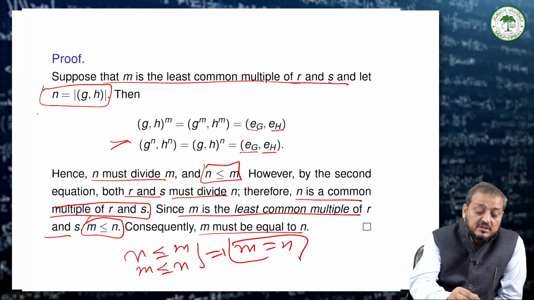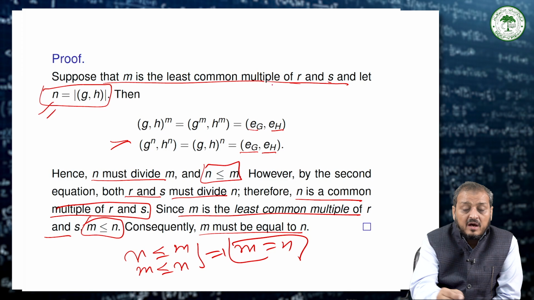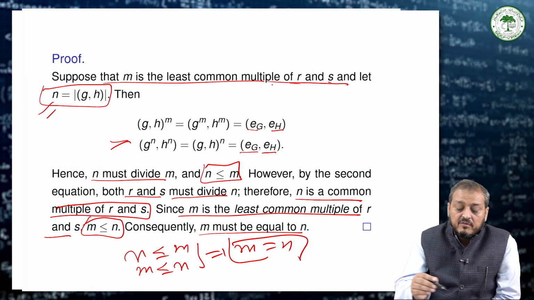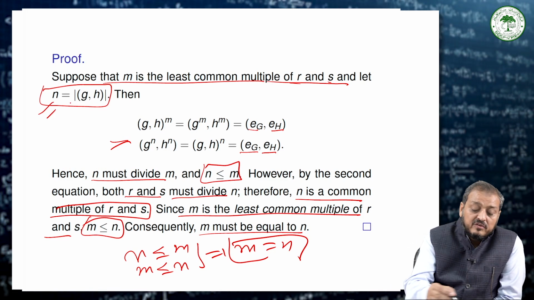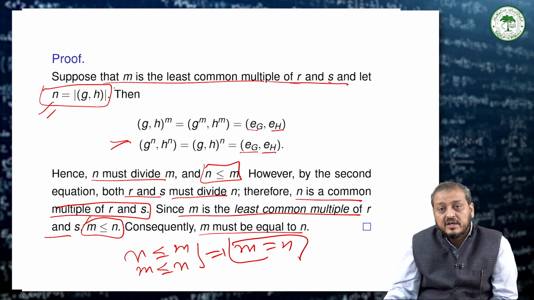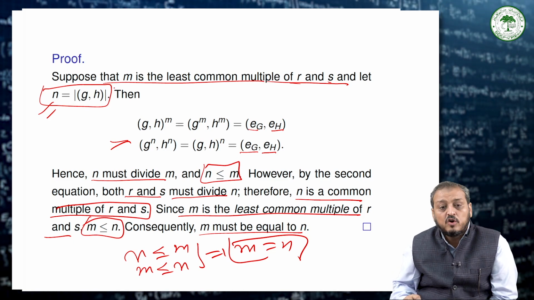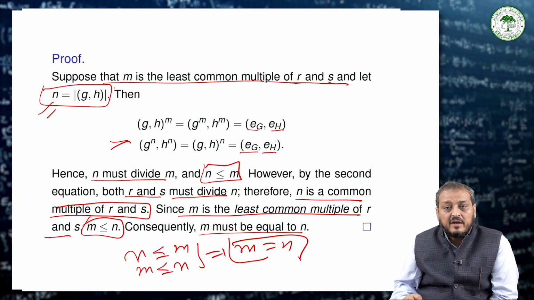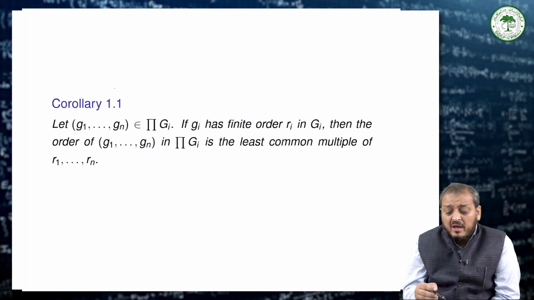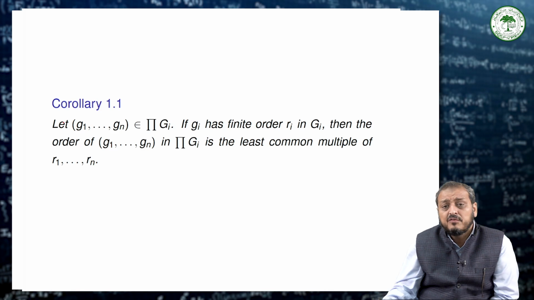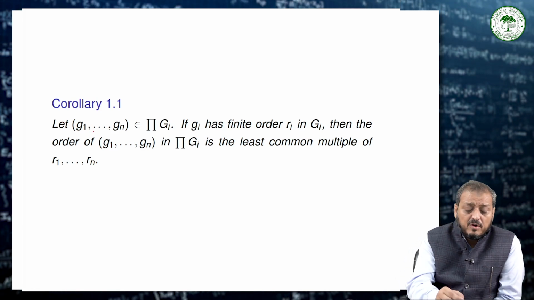Then we can say that this M and N are the same. If M and N are the same, then we can say that the order of (g, h) is nothing but equal to the least common multiple of R and S, the orders of g and h. We can extend this result for a finite number of groups.